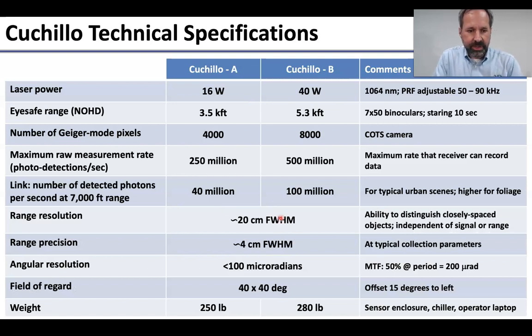Range resolution is good. Angular resolution on this system is about 100 microradians. That's useful when you're flying at these lower altitudes that it was optimized for. And we're very familiar with systems that have much higher angular resolution and would be happy to work with people on those.